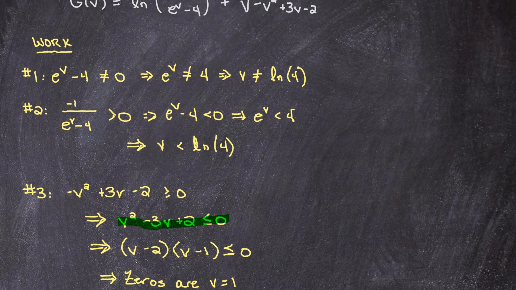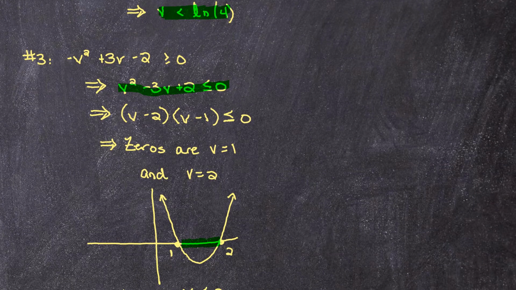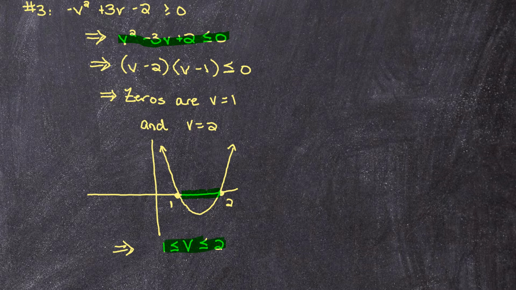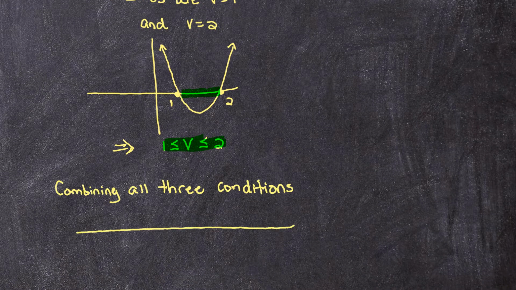Now that we have 3 different conditions ready to go, v cannot be the natural log of 4, v must be less than the natural log of 4, and then v must be between 1 and 2, we just draw out a number line and highlight the regions of possible solutions.